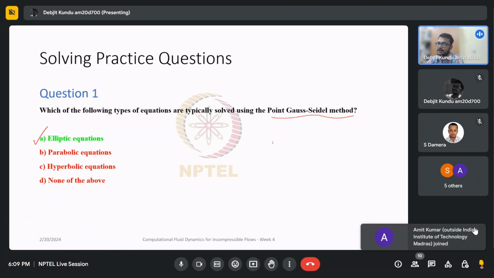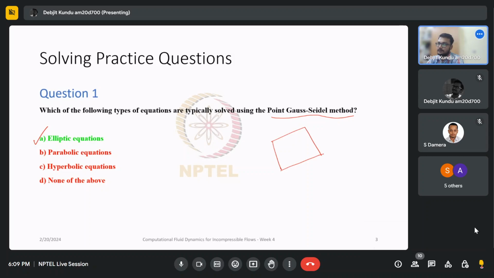Let's say we have a square domain like this, and we divide it into grids, of course. Let's say we want to solve for some physical quantity at this point, which is i comma j. We take 4 other points surrounding it, which are of course i plus 1 comma j, i minus 1 comma j, i comma j plus 1, and i comma j minus 1.